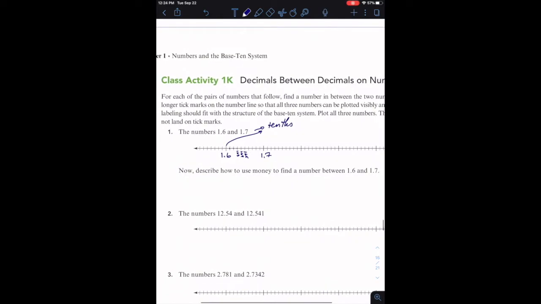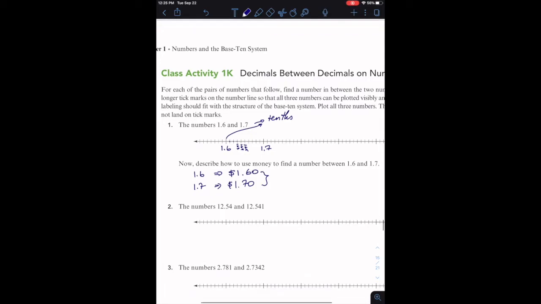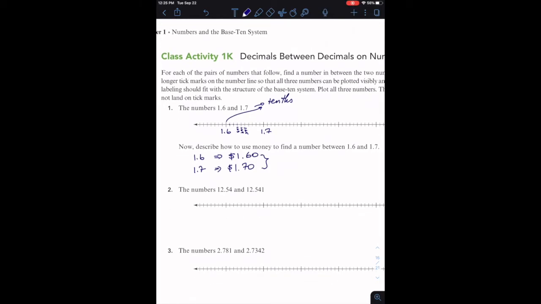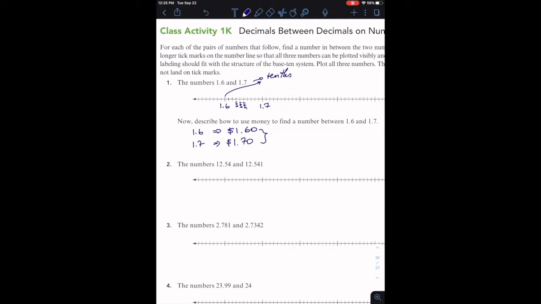Now, how could we use money to find a number between 1.6 and 1.7? Well, we would need to interpret 1.6 as money. 1.6 is $1.60, and 1.7 is $1.70. Now, what is an amount of money that is between those two? And you can also find a number that would be meaningful there. So let's look at the numbers here.